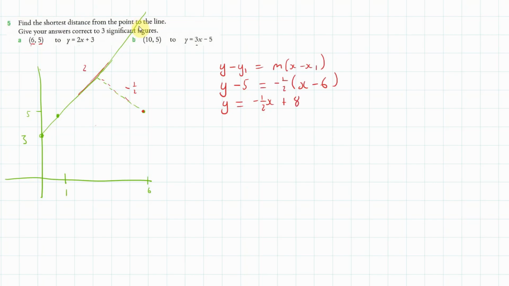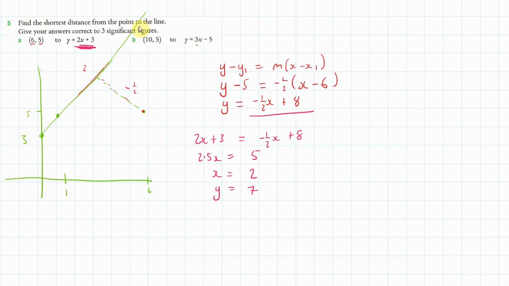Now, we've got two lines, and we can find the point at which they meet by taking this and this and making them equal to each other. So we get 2x plus 3 is equal to minus 1/2 x plus 8. We pull everything across, so we get 2.5x, and we pull this across, we get 5. So x is equal to 2, and then we can find our y value by inserting it into either. I'm going to insert it into this one because it's easier. 2 times 2 is 4 plus 3 is 7.